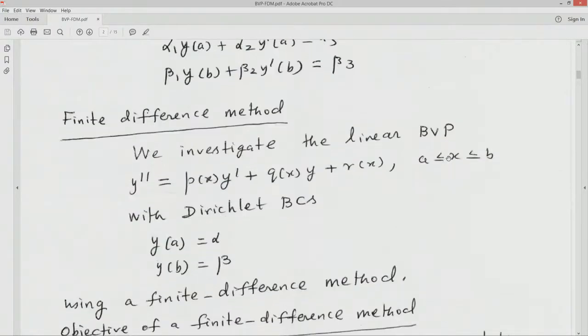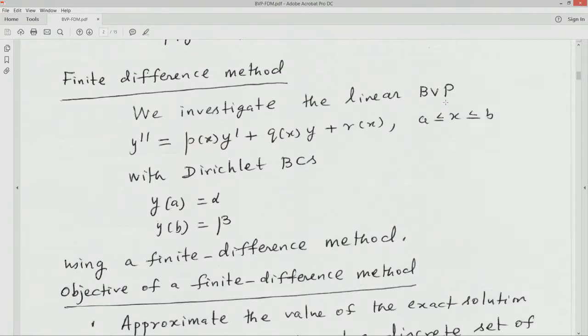And we focus our attention on the linear boundary value problem, and so the right hand side f is of the form p of x into y prime plus q of x into y plus r of x, where x lies between a and b. So, this is our second order differential equation, and let us first focus on the case when we are given Dirichlet type boundary conditions, namely the unknowns are prescribed at the two endpoints A and B. So, the conditions are y of A is alpha and y at B is beta. The question is: solve this boundary value problem subject to Dirichlet boundary conditions using a finite difference method.